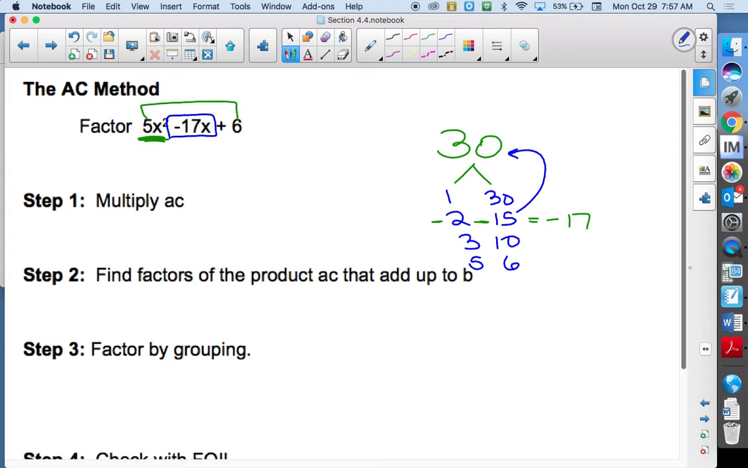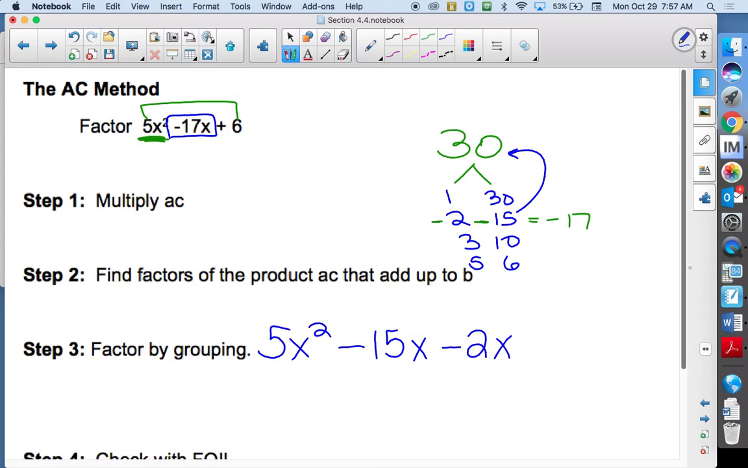All right, here's where it now is different from the way that we've done it. So we've taken a times c, we've listed the factors that combine to be b. The next step says to factor by grouping. We're going to set this expression up a little differently. So we're going to keep the 5x squared, but we're going to change the middle term, the negative 17, using the two factors that we said made negative 17. So I'm going to write the negative 15x first, and negative 2x.